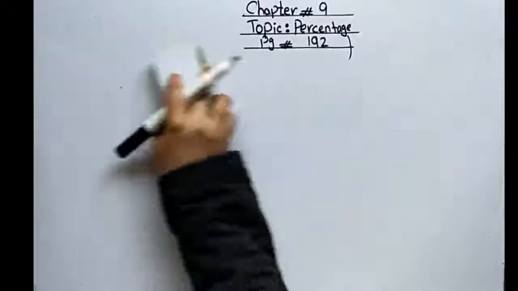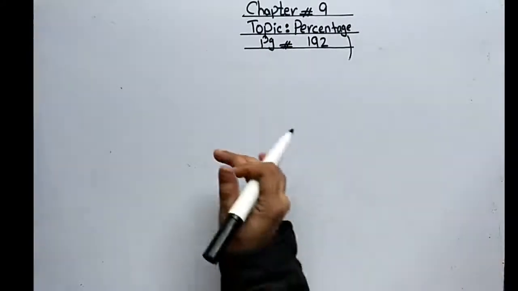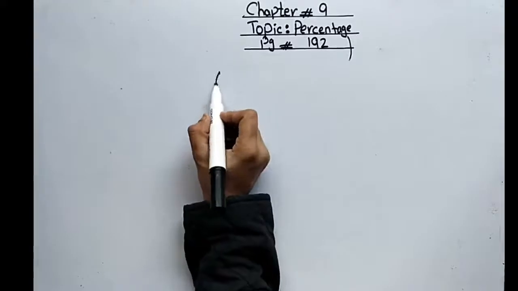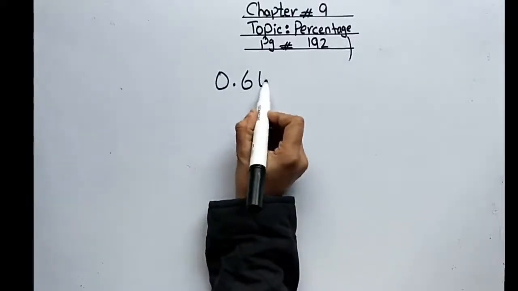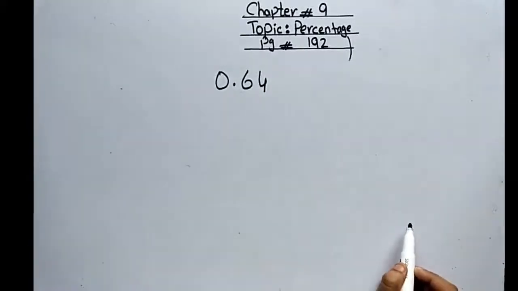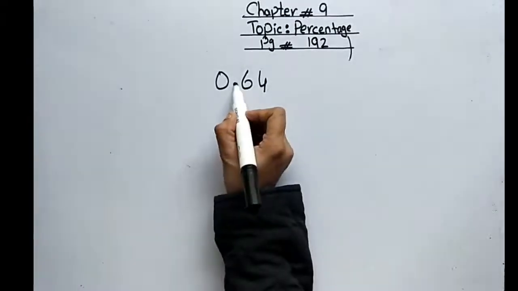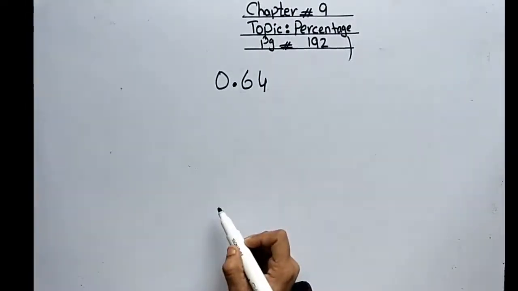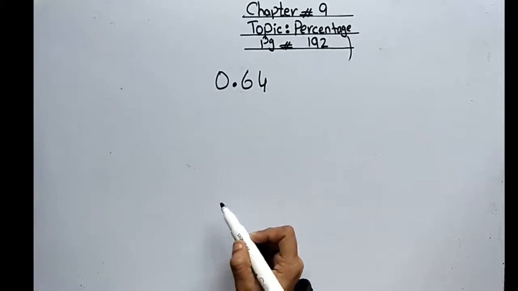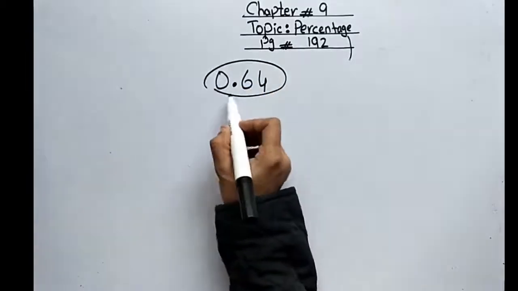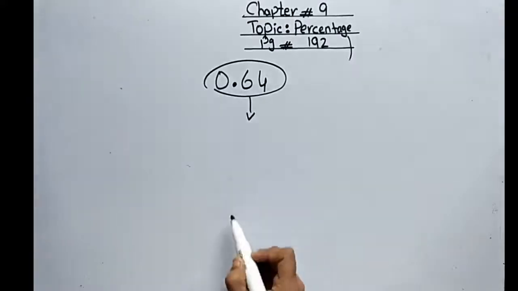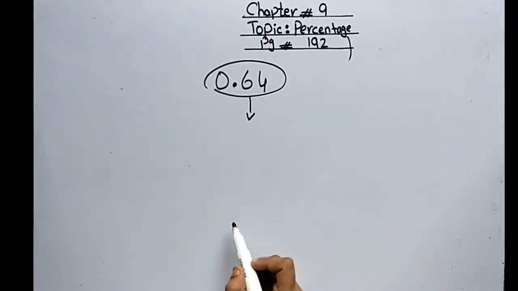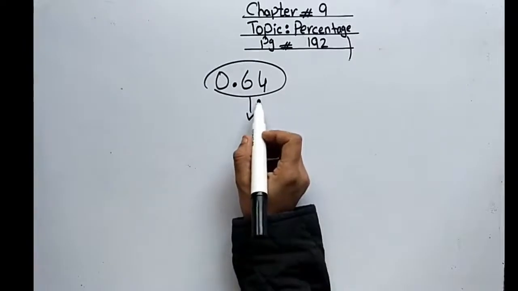Decimal number into a percentage form. A decimal number means a number that has a decimal point, as we have already learned in the previous classes. So let's suppose you have a decimal number 0.64. This number is called a decimal number due to the decimal point. How can we convert a decimal number into a percentage form? Or how can we find the percentage of a decimal number?